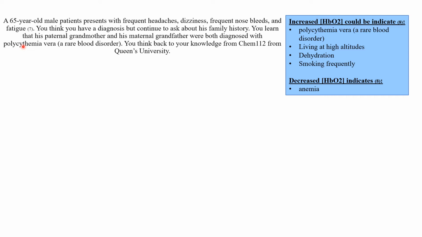You think you may have a diagnosis based on his hemoglobin levels, but you want to know more about his family history. You learn that his paternal grandmother and his maternal grandfather were both diagnosed with polycythemia vera, which is a rare blood disorder. You think back to your knowledge from Chem112 from Queen's University, and you know you can help him.